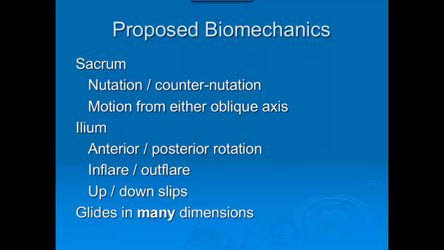In the proposed biomechanics of this joint, the sacrum is said to move in nutation or counternutation. It is said to move on an oblique axis, either anteriorly or posteriorly from the right or left axes. The ilium is said to move in an anterior or posterior rotational direction, or an in-flare or an out-flare, or an up or down slip. There are glides associated with each of these proposed movements, and even more.